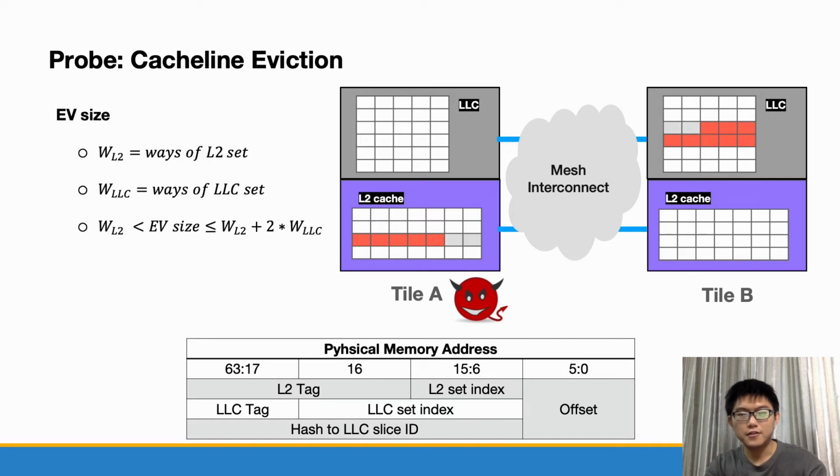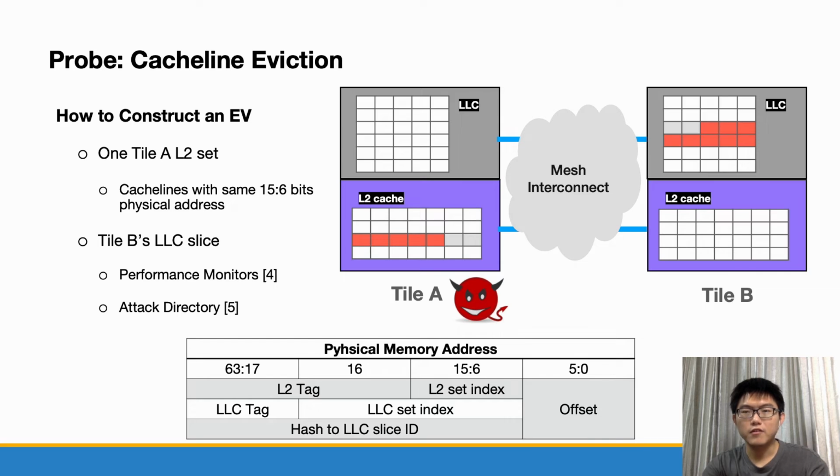Now about the eviction set size. We assume WL2 is the width of one L2 set. WLLC is the width of one LLC set. If EV size is less than WL2, Cachelines will not be evicted to LLC. No congestion will occur. If EV size is larger than WL2 plus 2 WLLC, some Cachelines will be evicted to memory. The probe frequency will be reduced. In summary, the EV size should be between these two values.